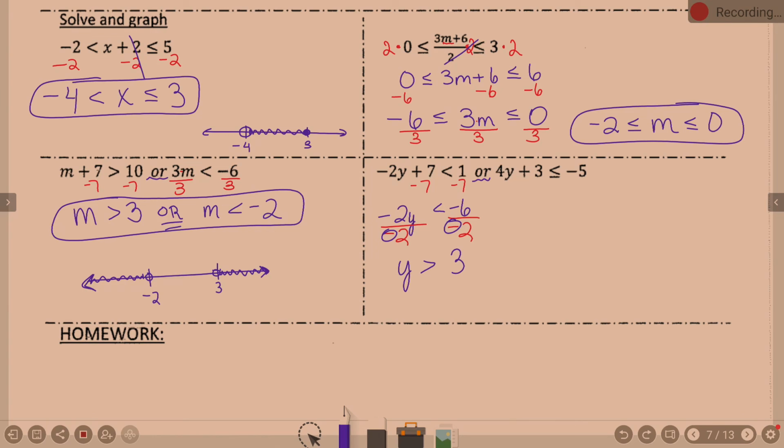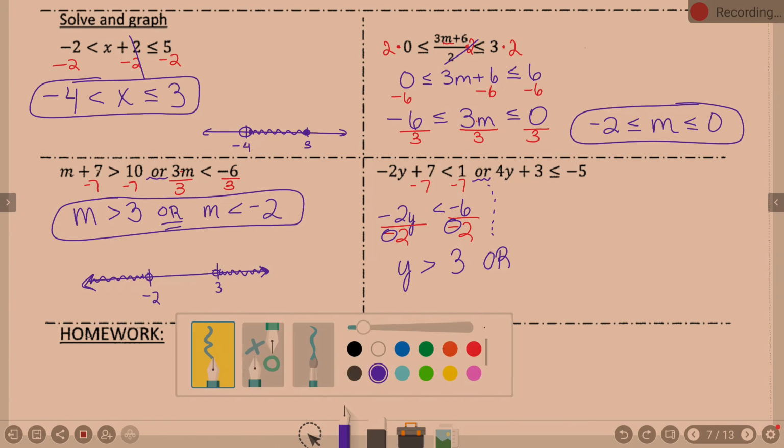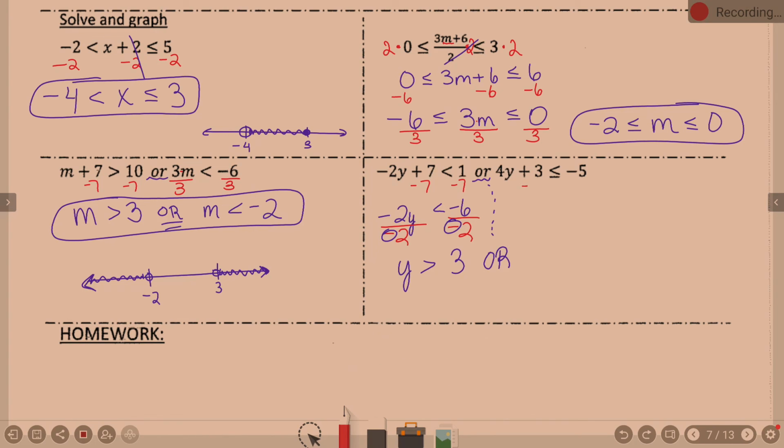Now I'm going to carry down my word, or, and solve the other one. If it's 4y plus 3, subtract the 3. 4y, the 3's cancel, less than or equal to -5 minus 3, which is -8.